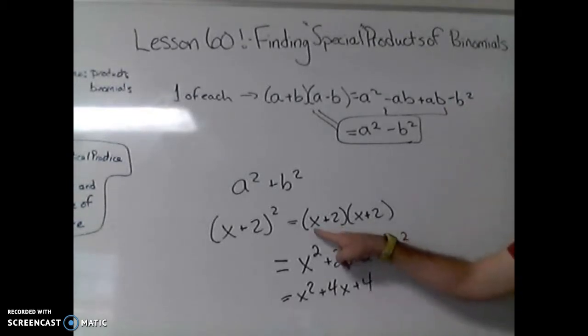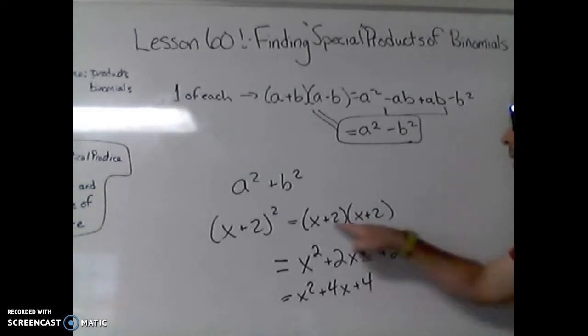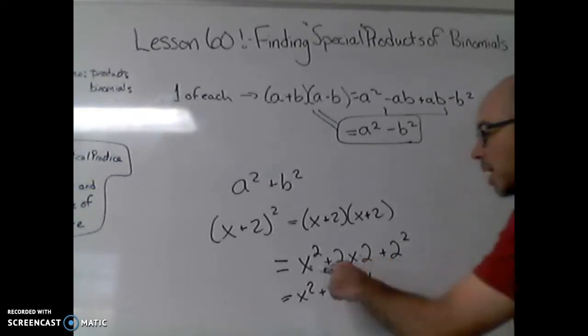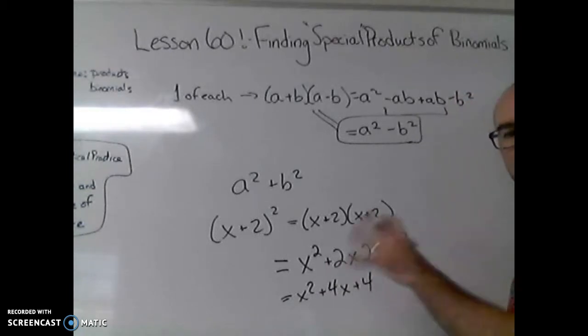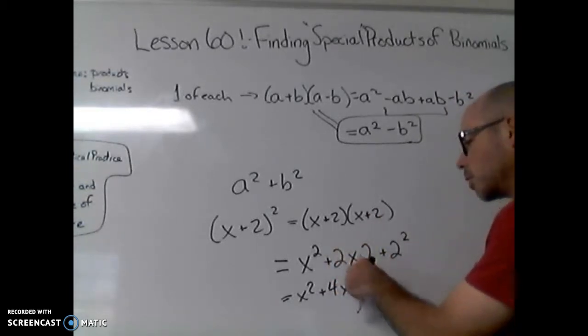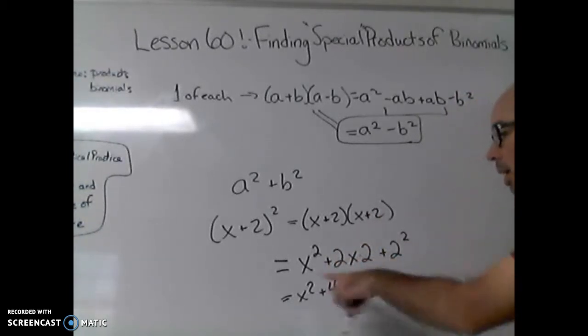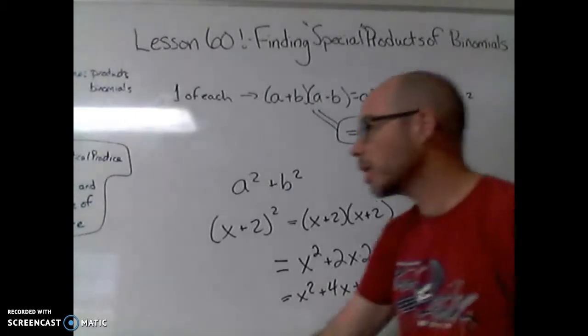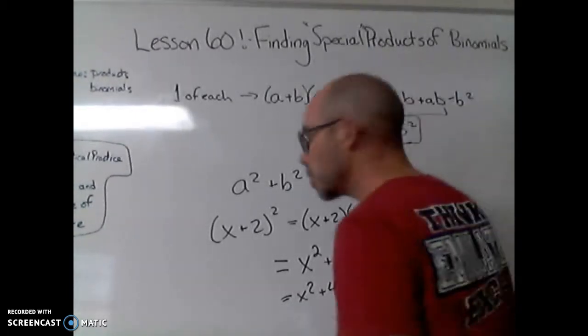You can do the distributive property here, go x squared plus 2x plus another 2x plus 4, but then you'll have to combine the middle terms, and it makes an extra step for you. I'm just following the pattern of 2 times a times b to get my final answer there. Okay. That's with x plus 2.